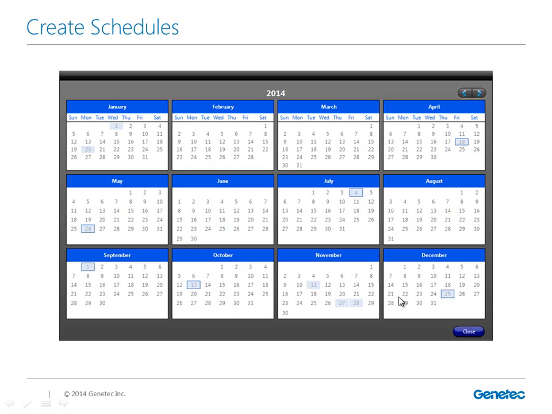We can also use the arrows up top here to change which year we're in if we want to set something up long term. Now once the dates have been selected, we can close the calendar here, and it's going to update the list with all the dates we selected. Just like the ordinal schedule, we can click on a date in the list and we can change the time coverage for that day if we need to.